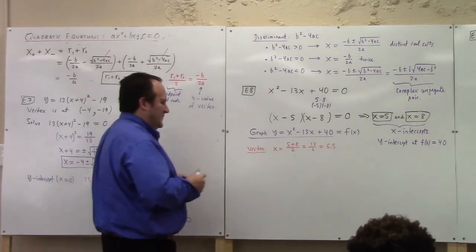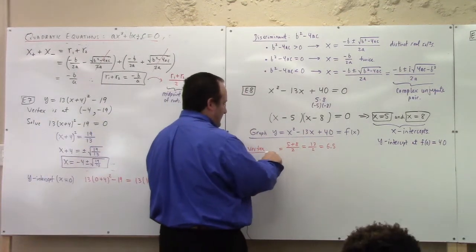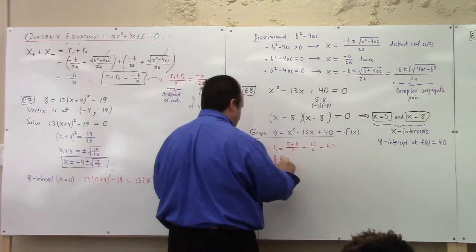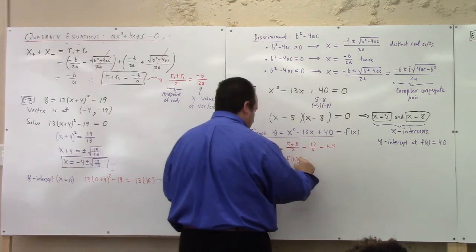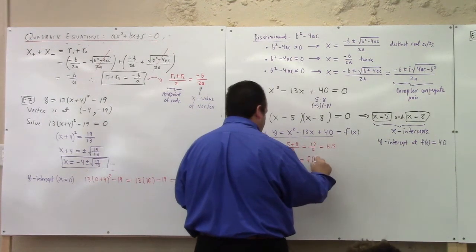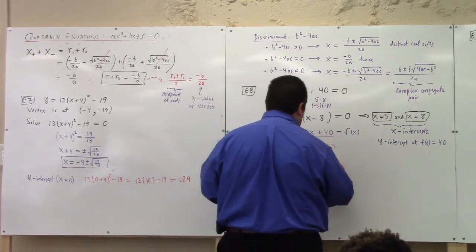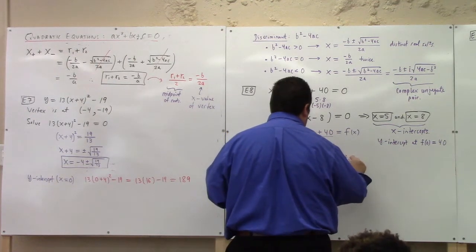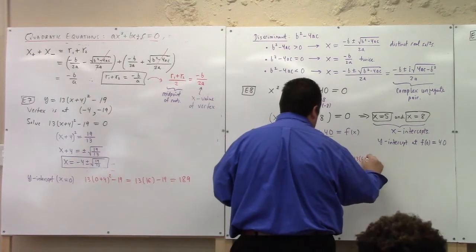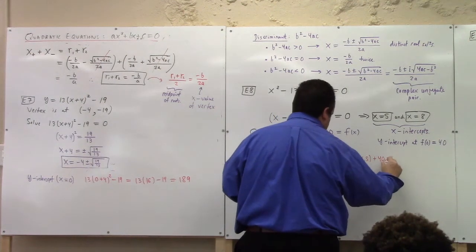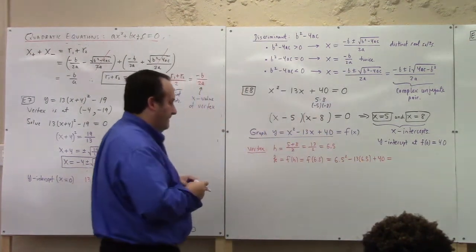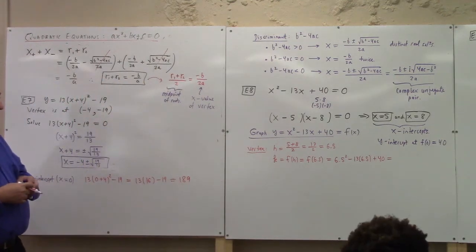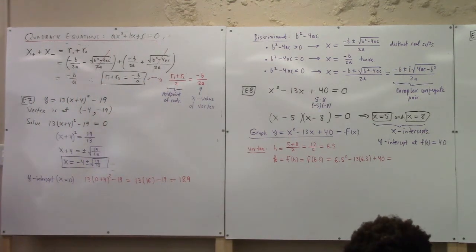What's the y value for the vertex? So this is quote unquote h, and k is f of h. So we have to calculate f of 6.5, which is 6.5 squared minus 13 times 6.5 plus 40. But if we wanted to find the minimum value for this function, that's whatever this number is. That's the smallest that this quadratic polynomial can be, the value it takes at the vertex.